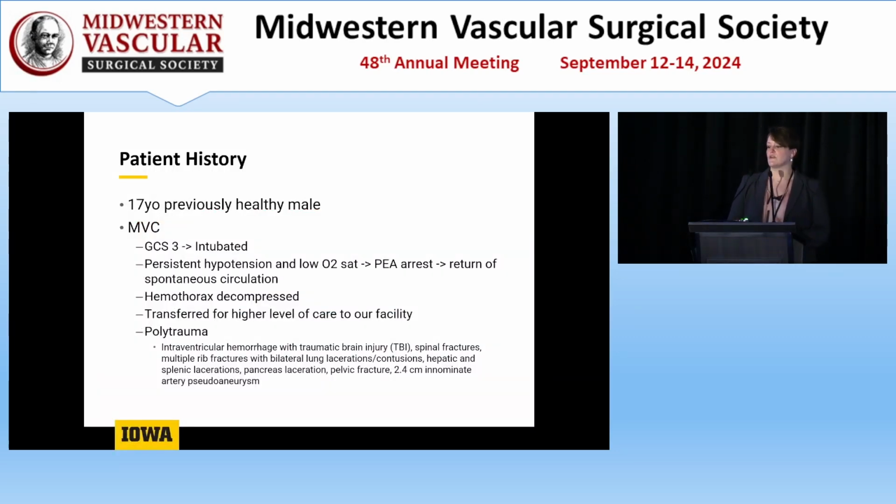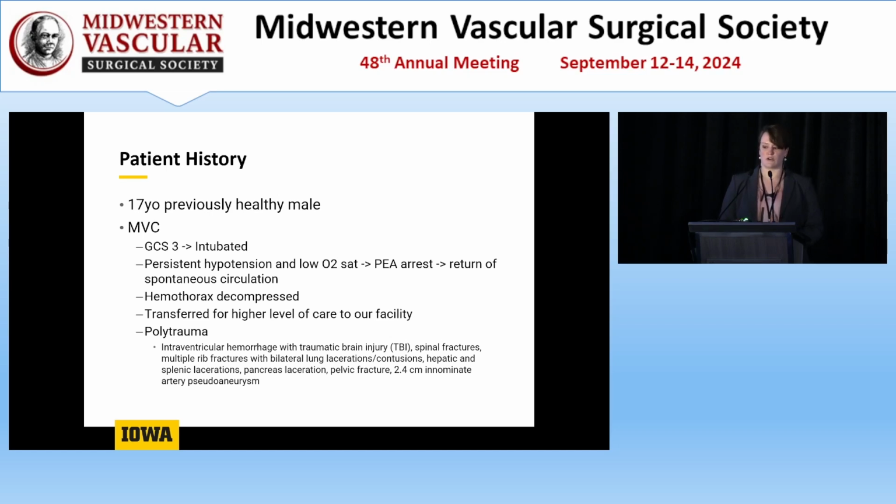A 17-year-old previously healthy male was encountered after a motor vehicle collision. At the scene, his GCS was noted to be 3, and he was subsequently intubated. Shortly thereafter, the patient suffered PEA arrest due to ongoing hypotension and hypoxia. Return of spontaneous circulation was obtained. A chest tube was placed to evacuate hemothorax. He was then transferred to our facility for higher level of care.